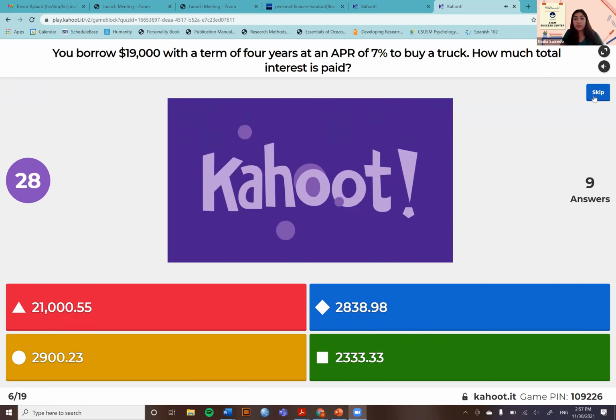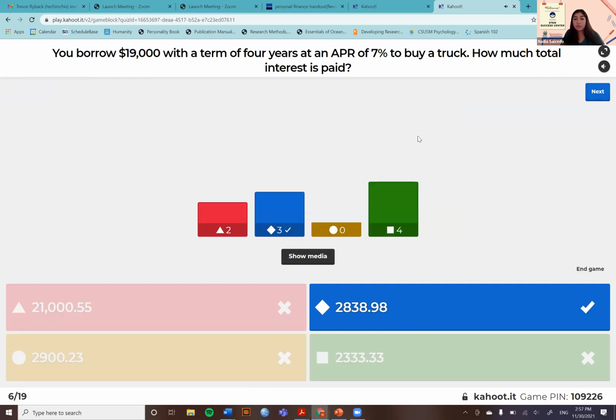Okay, I'm going to go on. All right, so we did get a few of the right answers, but we'll go over it regardless because it's a little bit of a hard problem. So we're borrowing $19,000 with a term of 4 years at an APR of 7% to buy a truck. How much total interest is paid?